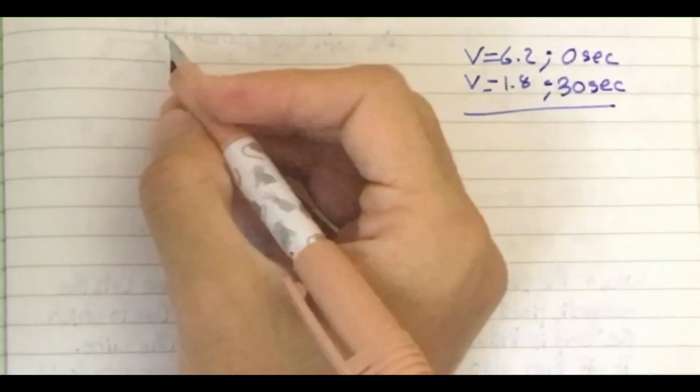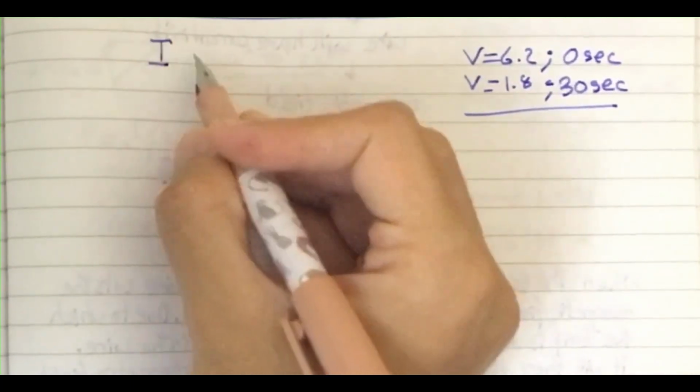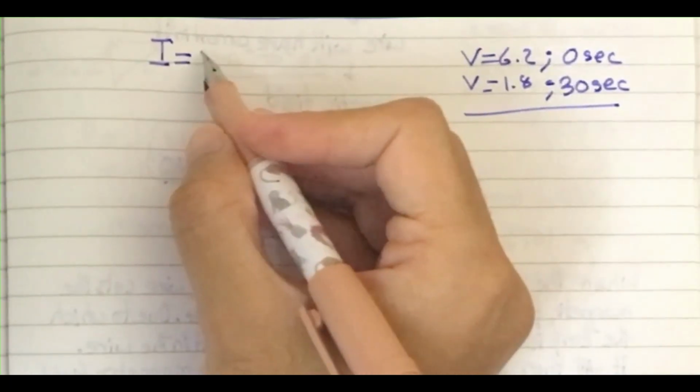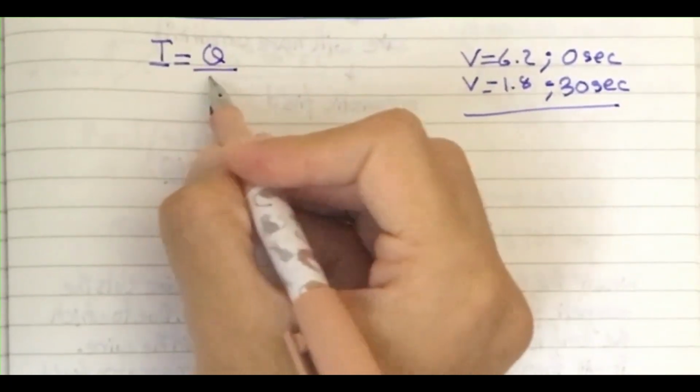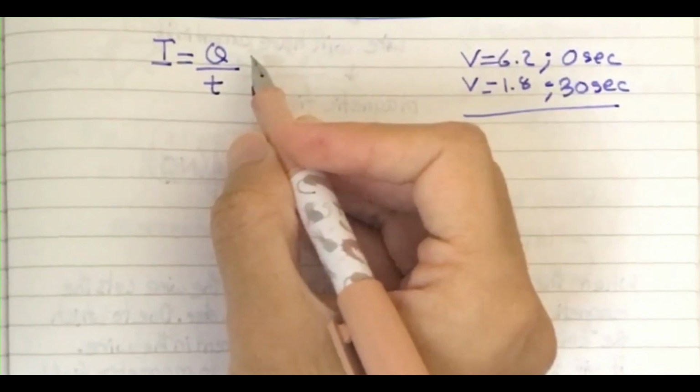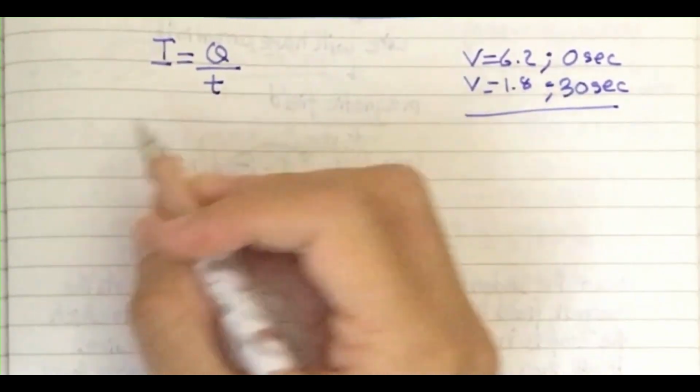Remember that, you can get it from the graph. I got it from the graph. So I'm going to use the formula to get the average current, which is I equals Q over T. Now I can see I don't have Q. I have to find Q, the charge.